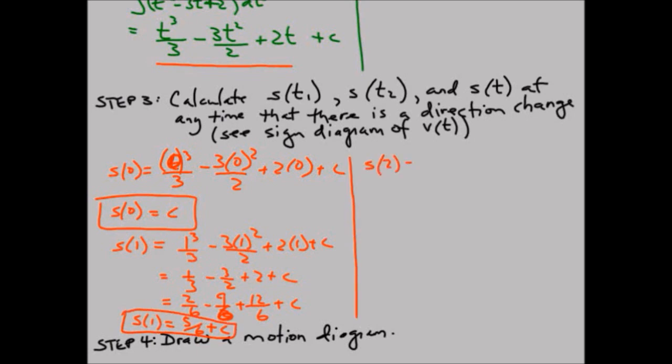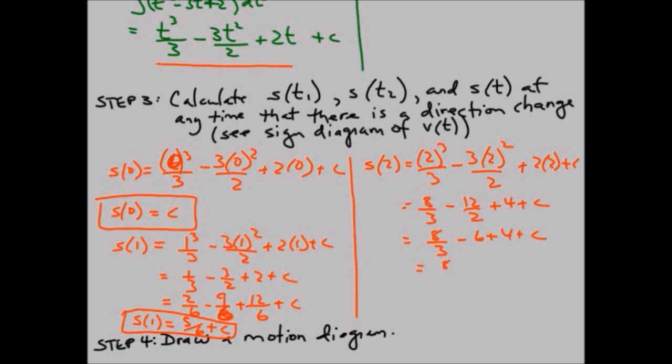And s of 2 is 2 cubed over 3, subtract 2 squared over 2 times 3, plus 2 times 2 plus c. 8 over 3, subtract 12 over 2, plus 4 plus c. 12 over 2 is 6. So 8 over 3 subtract 2, which is 6 over 3. So 2 over 3 plus c is s of 2.